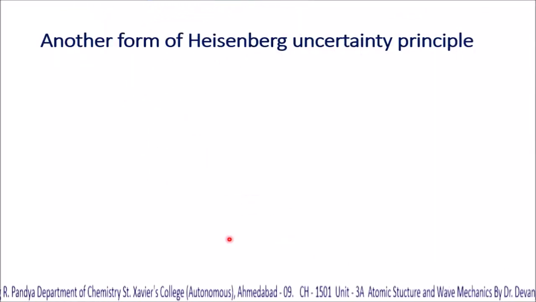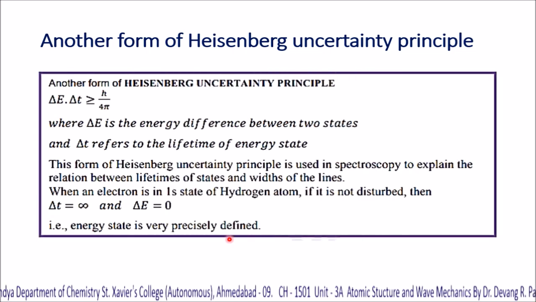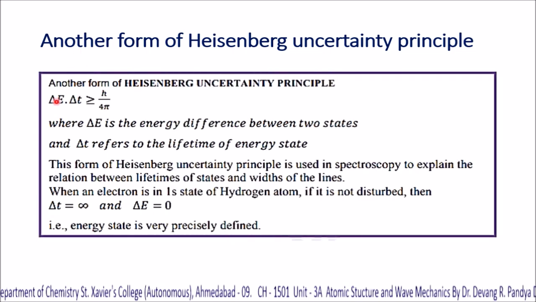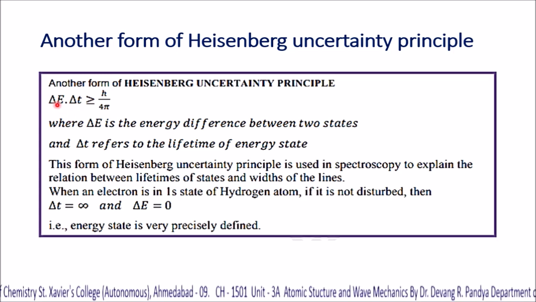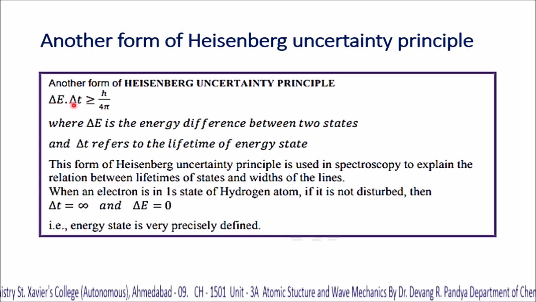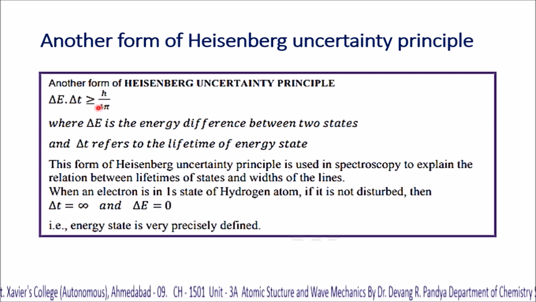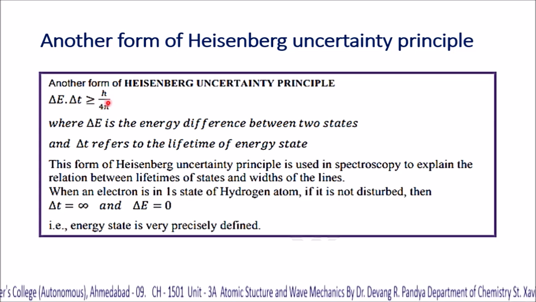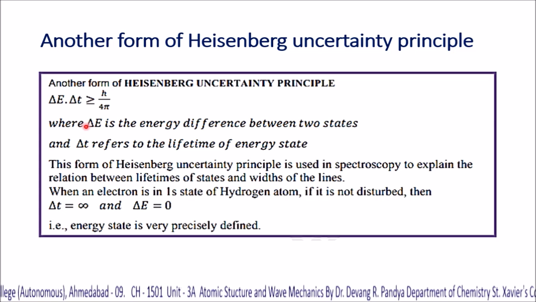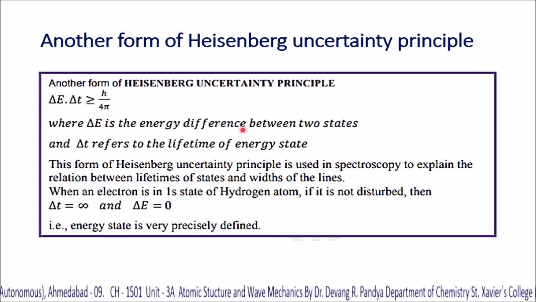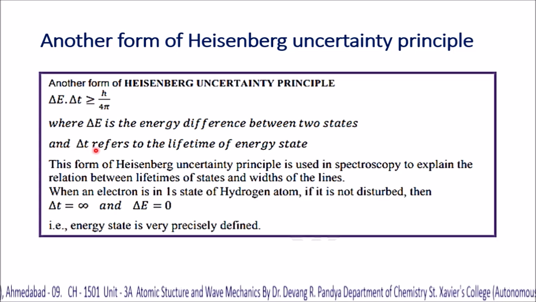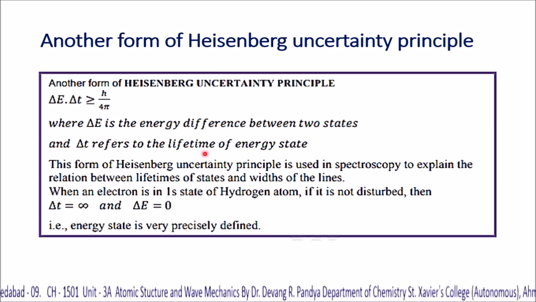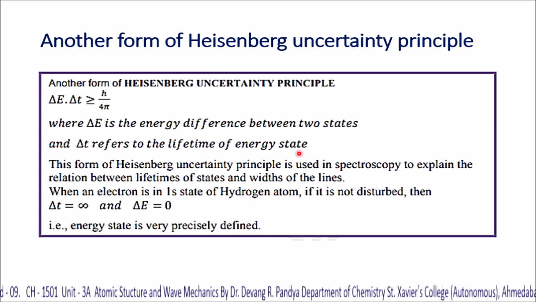Another form of the Heisenberg uncertainty principle is represented as delta E, the energy difference, and delta T, the time difference, greater than or equal to h upon 4 pi, where delta E is the energy difference between two states and delta T refers to the lifetime of the energy state.